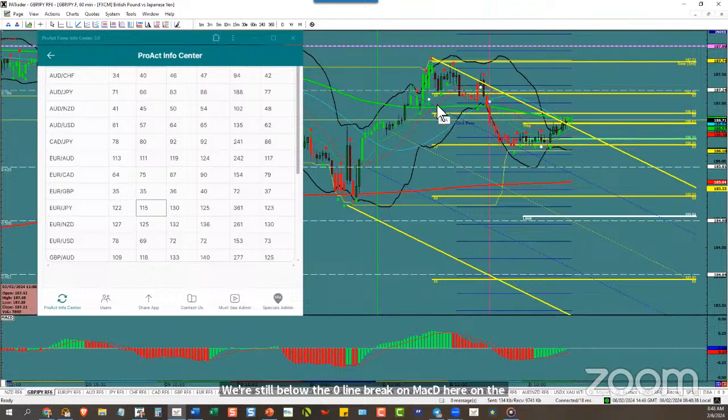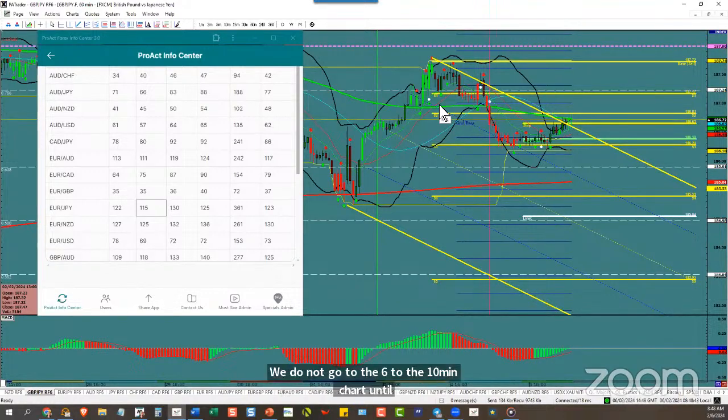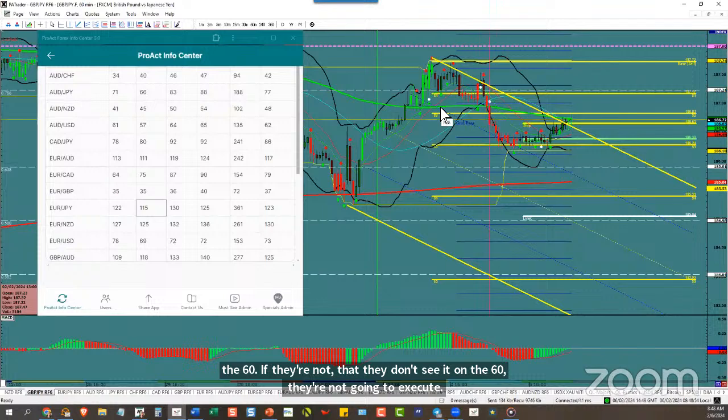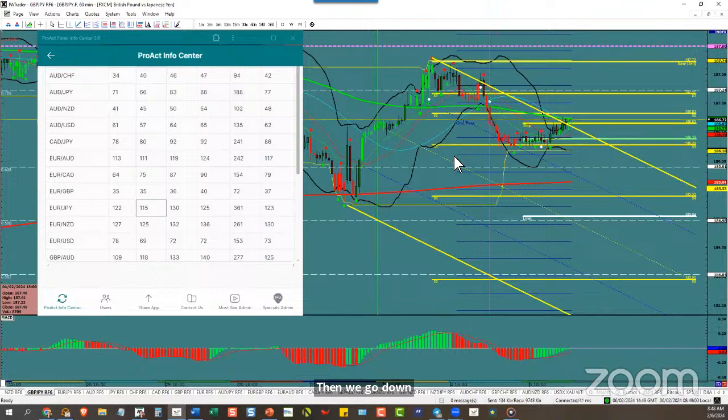We do not go to the 10-minute chart until the 60-minute tells us to. Why is that? Because the bankers trade the 60. They enter and exit on the 60. If they don't see it on the 60, they're not going to execute. So we got to see it. If it's a breakout, it has to start on the 60. Then we go down to the 10. We got plenty of time. You got 20 minutes, all right, for a break hook and go.